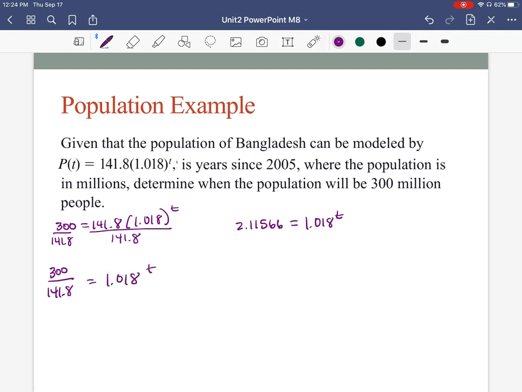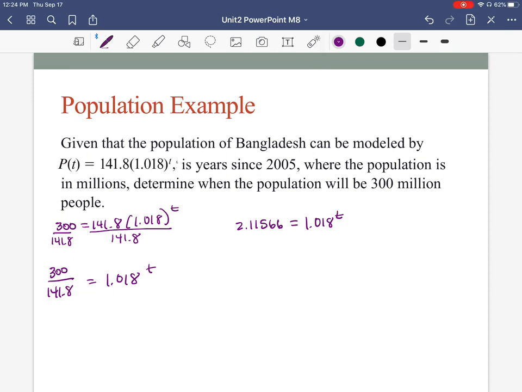Really what we're doing when we're dividing is saying how many times as large is 300 compared to 141.8. The answer we get is 2.11566. So that is essentially a change factor. We're saying that 300 is 2.11566 times as large as 141.8. So that's my change factor.